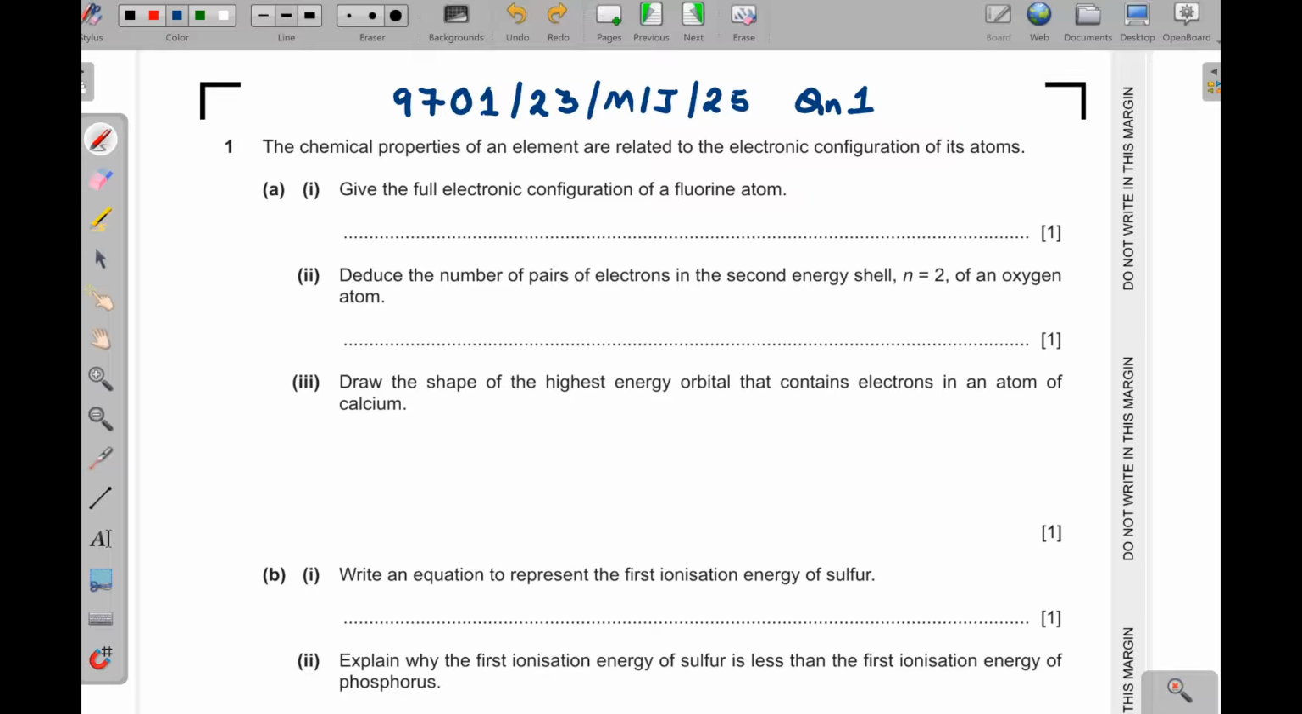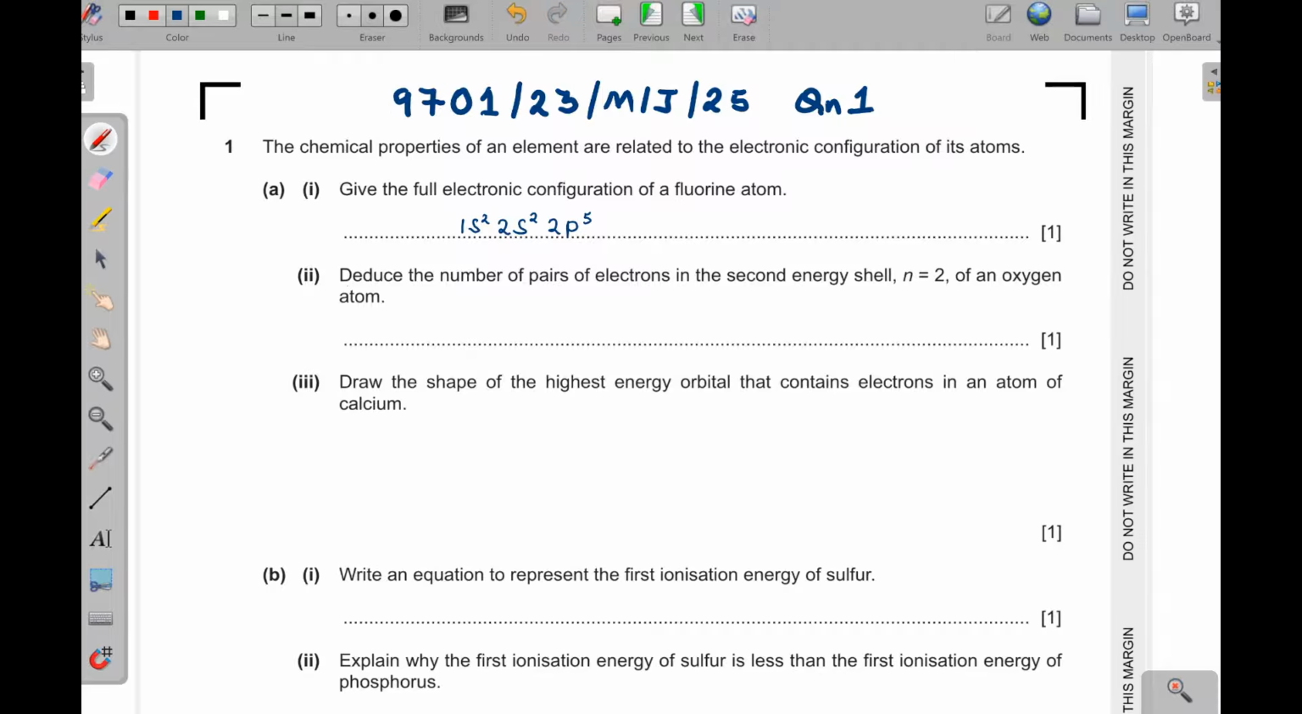Now you know from the periodic table, fluorine is in position 9. So if fluorine is in position 9, that means we can have 1s2, then 2s2, then 2p. This one has to be how many? 5. So there you have 2 plus 2, that's a 4, then plus 5, that will be a 9. So that is that.